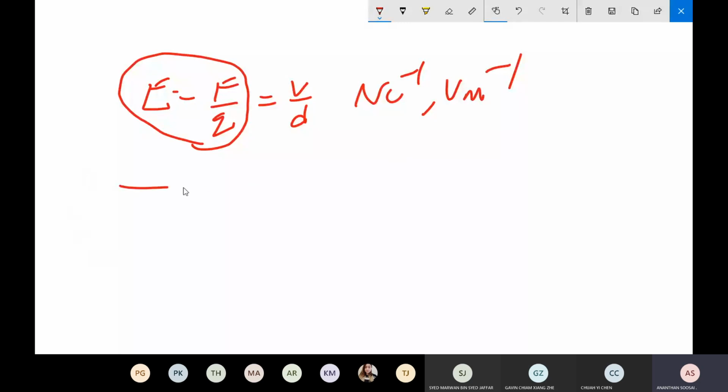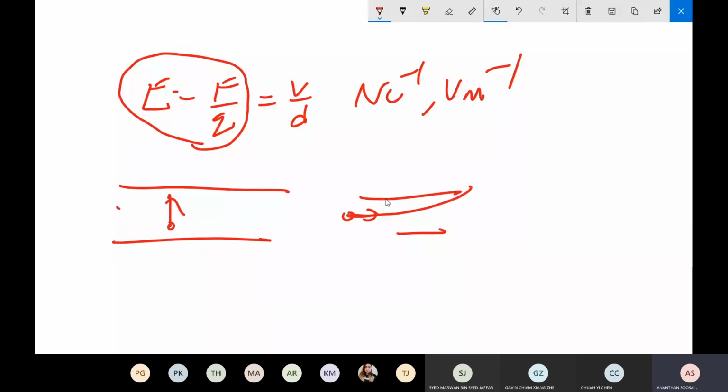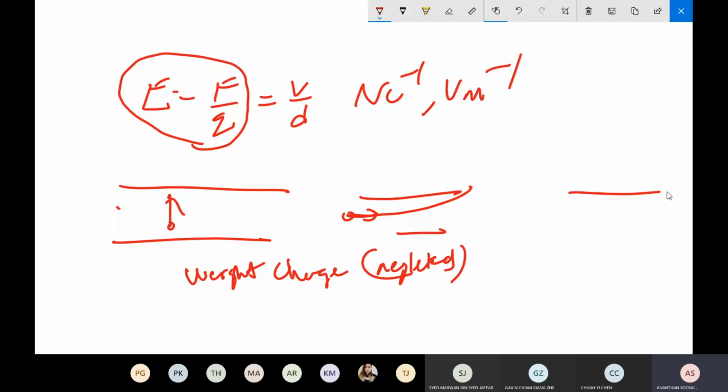Then we talked about the movement of a charge between plates, moving up or moving horizontally. The weight of the charged particle is neglected when it's moving. Another time, if the oil drop is stationary, mg is the same as the electric force. In this case, weight is not neglected. Remember, these are the things we learned today.